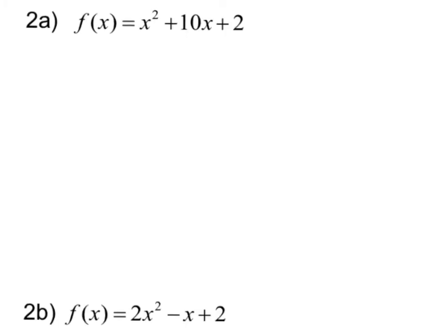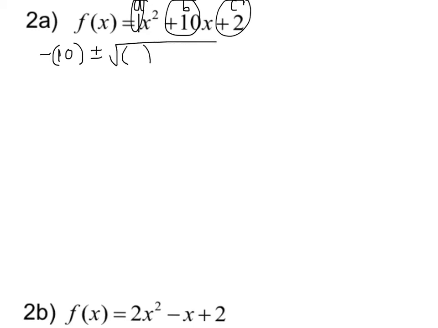On the next one, everything's set equal to 0. So A is 1, B is 10, and C is 2. So in the formula, it's -b, so -10, plus or minus the square root of, in parentheses, b squared, minus 4 times A times C, all divided by 2 times A, which is 1.